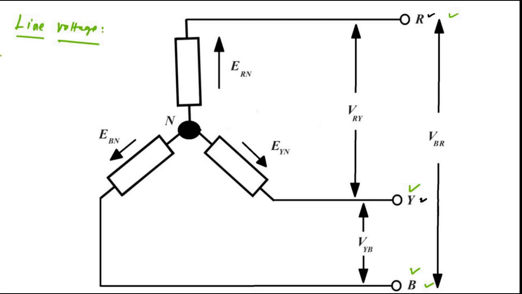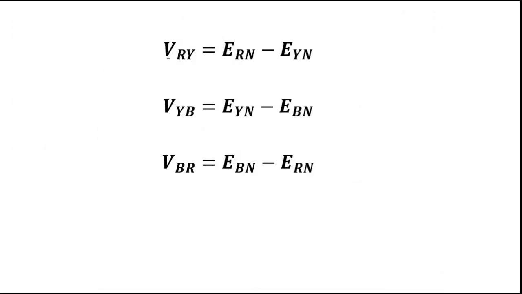The voltage between any two lines is called a line voltage. So here VRY, VYB and VBR are the line voltages. Another important thing here, VRY should always be in this order. If we take the opposite order, it will become negative, minus VYR. Same goes for this, VYB becomes minus VBY, VBR becomes minus VRB, because these line voltages are the difference between the respective phase voltages.